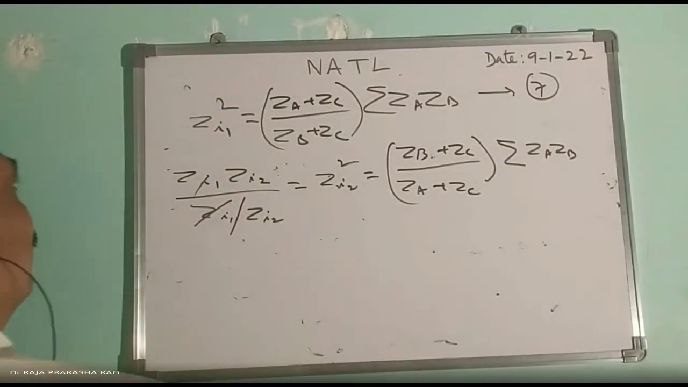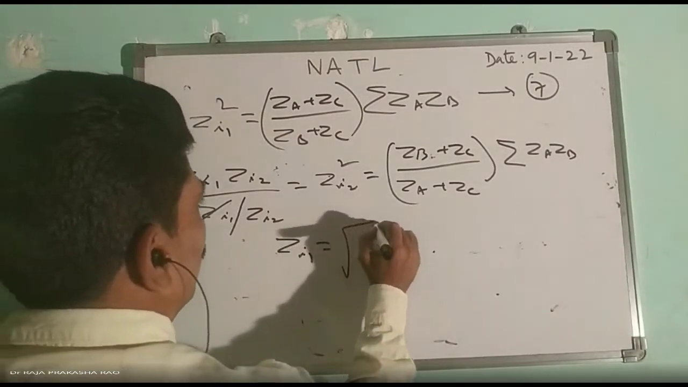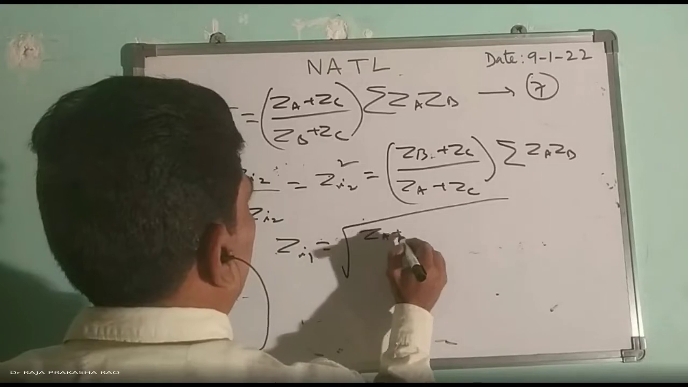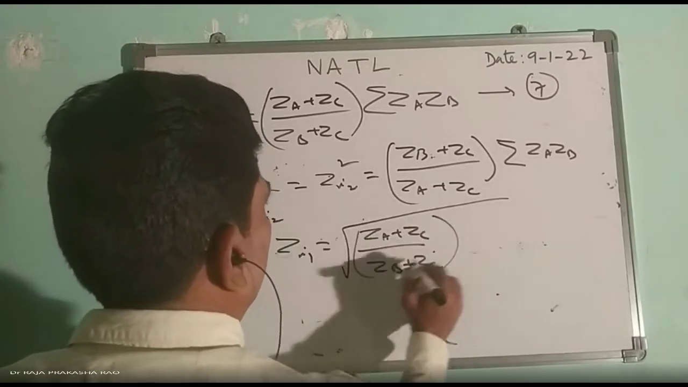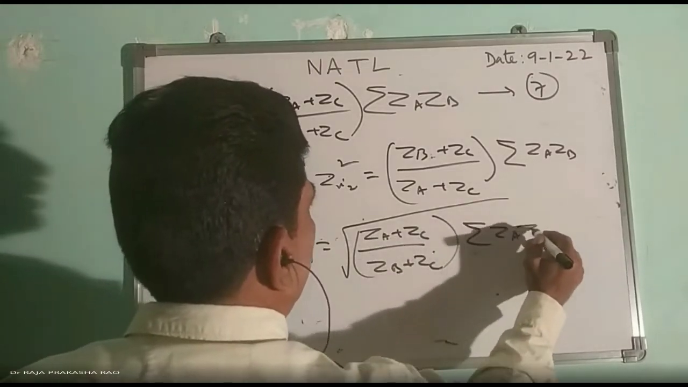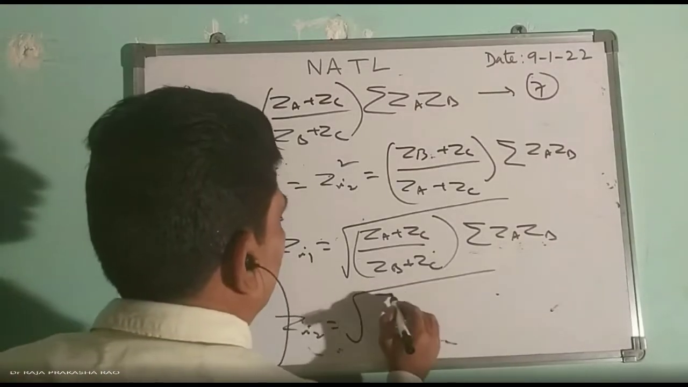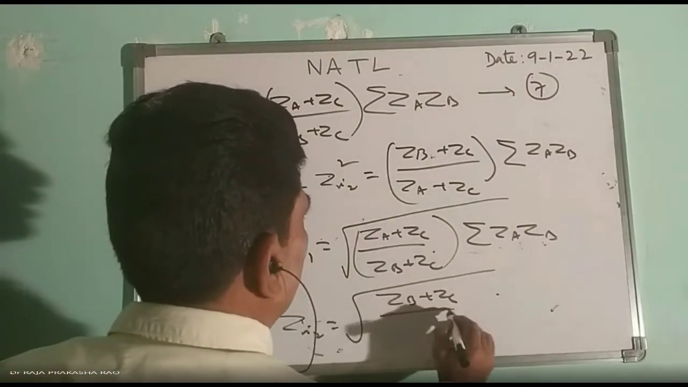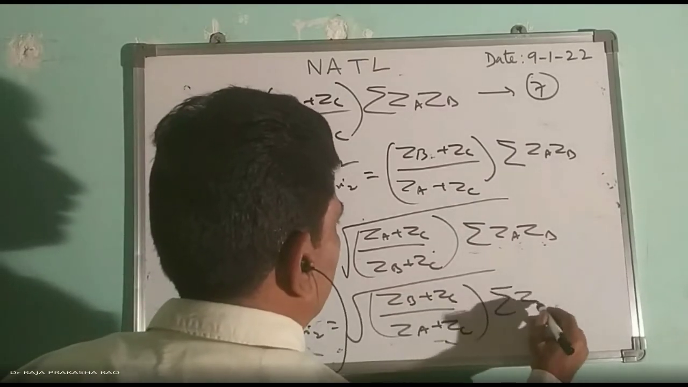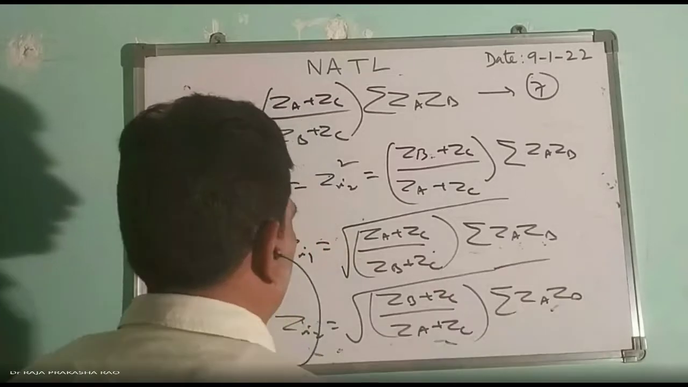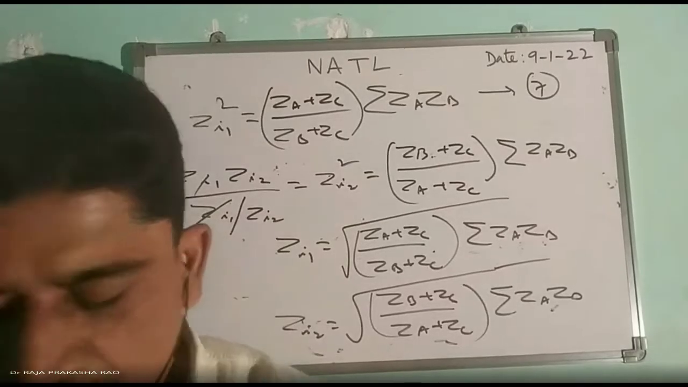Find the square root of Zi1 squared, then you will get Zi1 equal to the square root of (ZA plus ZC)/(ZB plus ZC) into sigma ZAZB, and Zi2 is equal to the square root of (ZB plus ZC)/(ZA plus ZC) into sigma ZAZB. Finally, we got these image impedances Zi1 and Zi2.